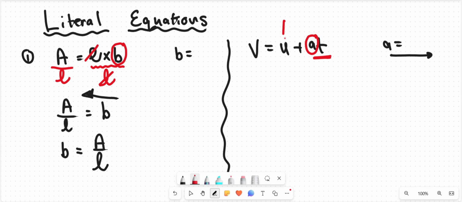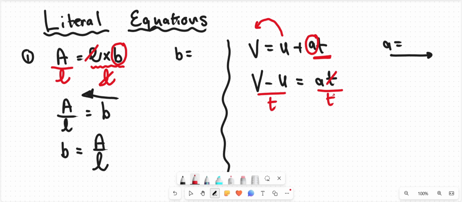So what do I need to do? I need to do the inverse operation, take the u to the other side, so that I isolate the a. If it goes to the other side, it looks like that. The sign changes, obviously. Then at this point, what do I need to do? I need to get rid of the guy that is multiplying the a. And the only way to get rid of it is to divide by t on both sides. These t's are going to cancel, and so v minus u over t is equal to a.